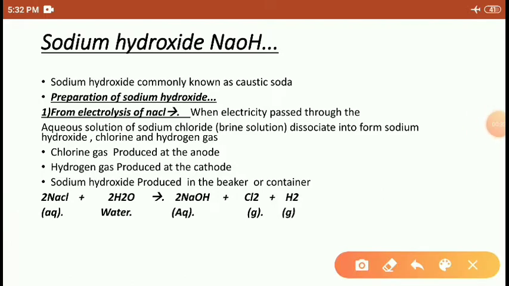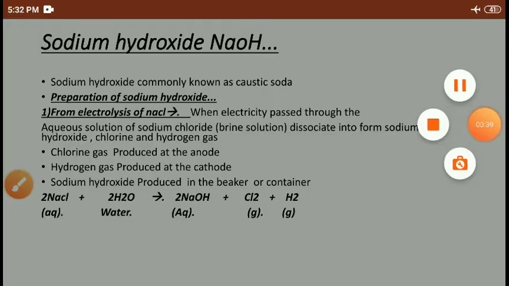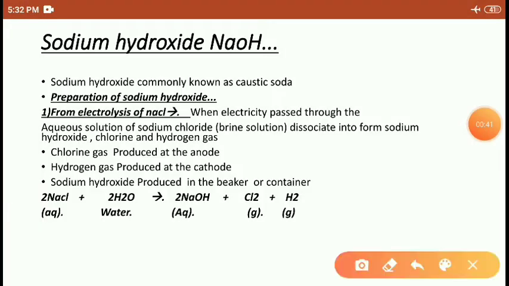Sodium hydroxide is commonly known as caustic soda, the common name. Whatever chemical salts there are, scientists have given two names. One is the scientific name based on the formula, another is the common name. The common name is found based on their property. Right students? Some common names are found based on their nature.